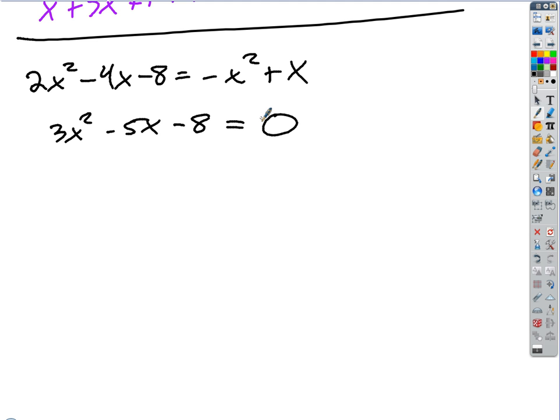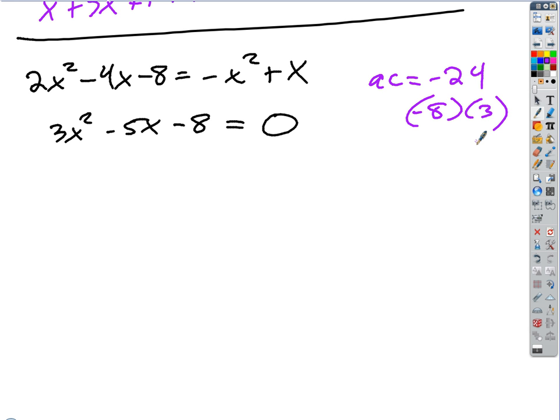A times C, then split B, right? That's certainly one way we could do it. So what is AC? Negative 24. Good. Are there factors of negative 24 that add to negative 5? Okay, 6 and 4 are factors, but they don't add right, do they? 8 and 3 would work though, wouldn't they? Negative 8, positive 3. Okay. So you remember how we do that then? And this is great practice because you'll see why here shortly. So what do we do?